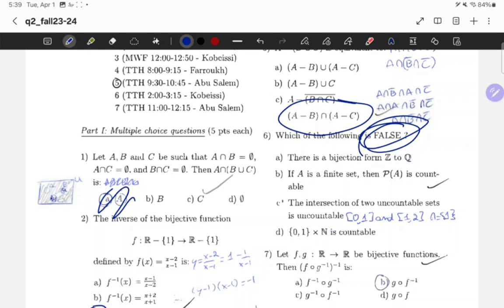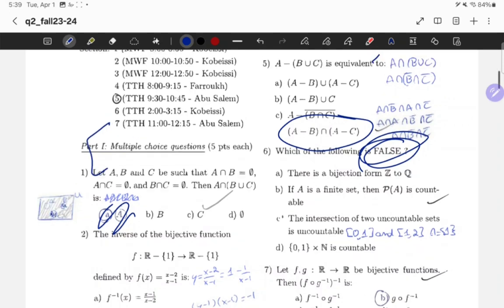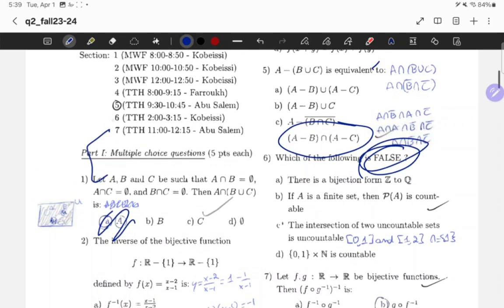We want to get a counterexample because we're looking for something that's false. So basically, we want to look for two uncountable sets such that their intersection is countable, right? Okay, so what two uncountable sets can I find where their intersection is countable? What's the simplest uncountable set that one could think of? Usually when we think about all real numbers, right? And any subset of these that is continuous, like when I go from 0 to 1, this is also uncountable, right? Okay, so let's try to find an example.